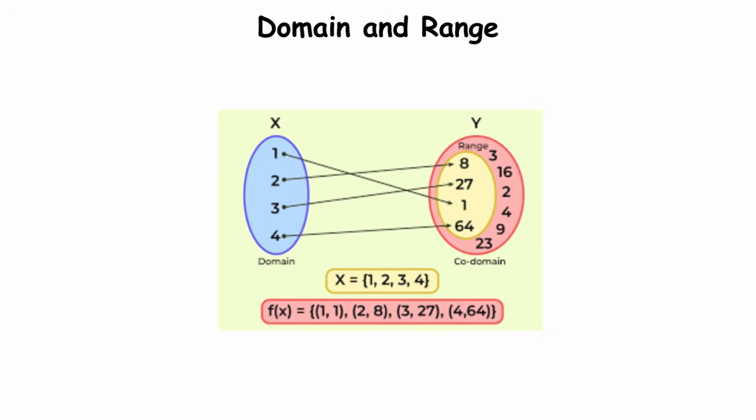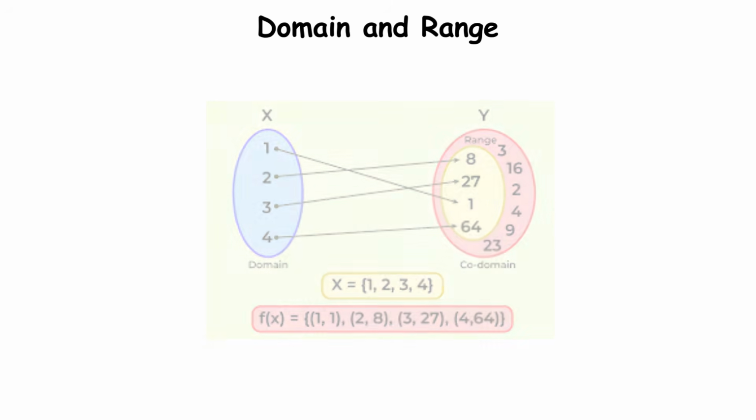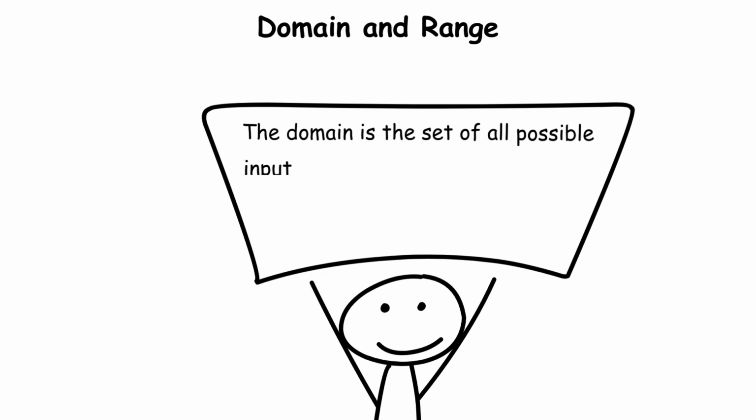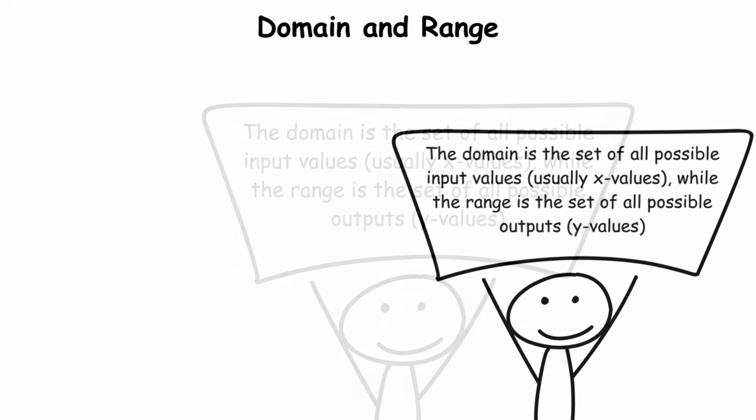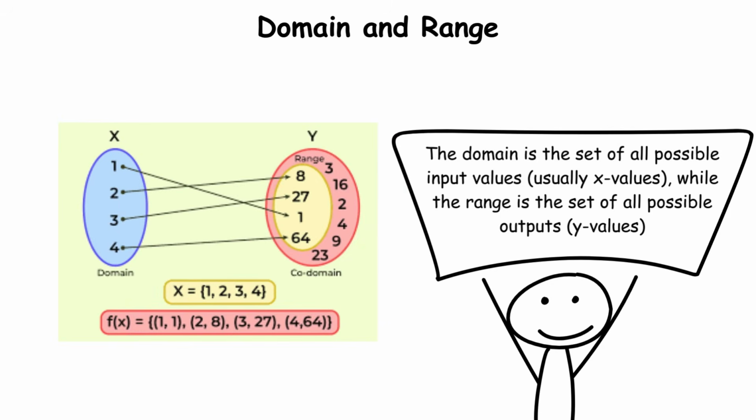Two key ideas associated with functions are the domain and range. The domain is the set of all possible input values, usually x values, while the range is the set of all possible outputs, y values. Understanding these helps determine where a function is valid and what kinds of results we can expect.